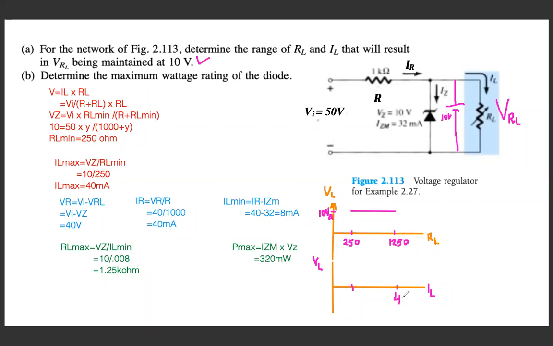So this is 40 milliampere. And the minimum value of load current will be given by the maximum value of load resistance, 1250. So at that time, the minimum current was 0.08 milliampere or 8 milliampere. Okay. Now, what should be the value of the voltage across the load resistance? This will also be your 10 volt.